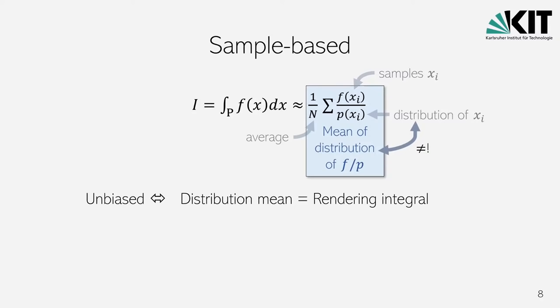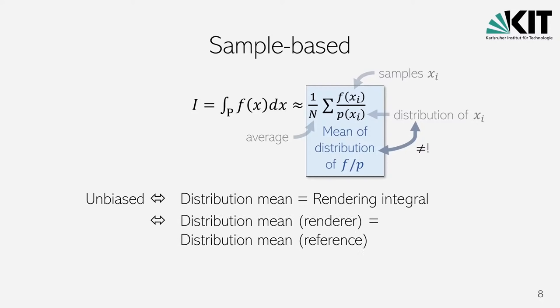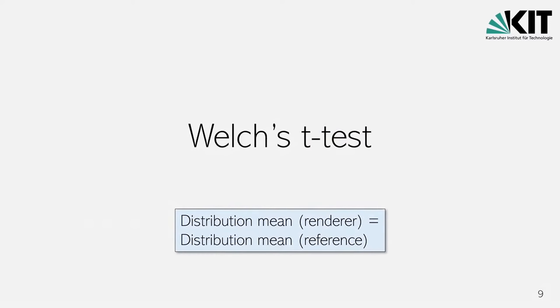And in terms of testing against a reference implementation, this means that a renderer is unbiased if the mean of its underlying distribution, or in other words, the mean of f over p, is equal to the mean of the reference renderer's underlying distribution, which basically means that the two renderers converge to the same result. And lucky for us, there's a test for just that, which is Welch's t-test, with a tiny restriction that this test only works for normal distributions, but more on that later.